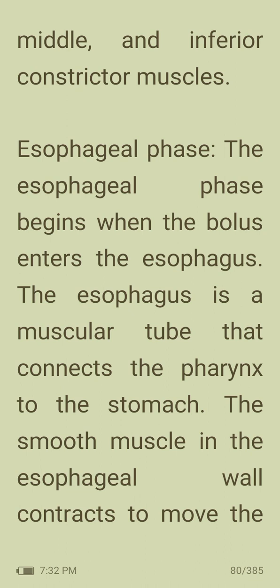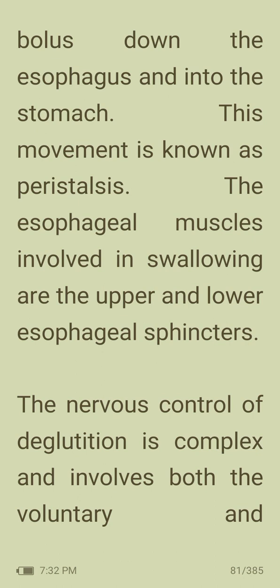Then esophageal phase. The esophageal phase begins when the bolus enters the esophagus. The esophagus is a muscular tube that connects the pharynx to the stomach. The smooth muscles in the esophageal wall contract to move the bolus down the esophagus and into the stomach. This movement is known as peristalsis. The esophageal muscles involved in swallowing are the upper and lower esophageal sphincters.